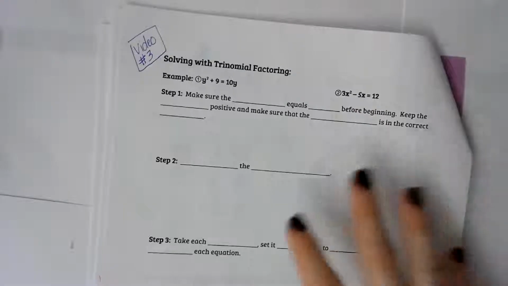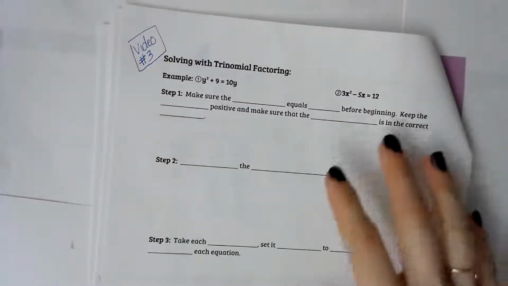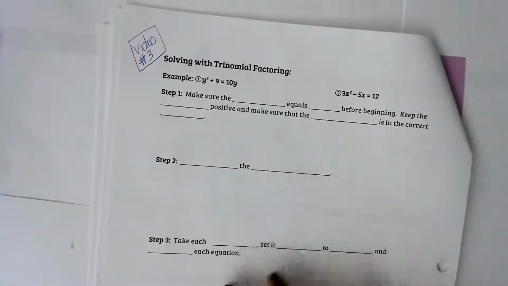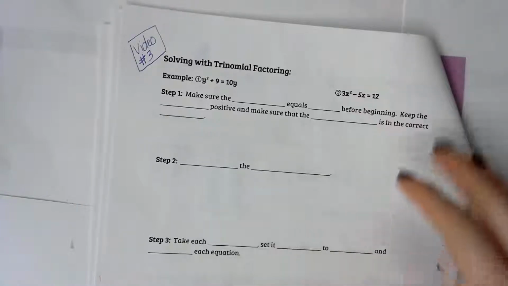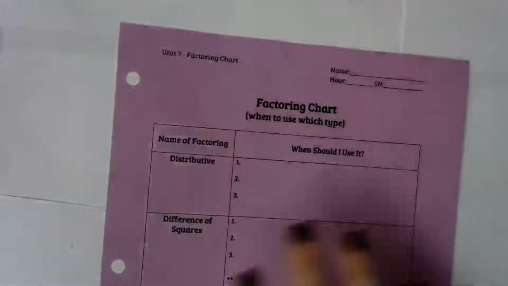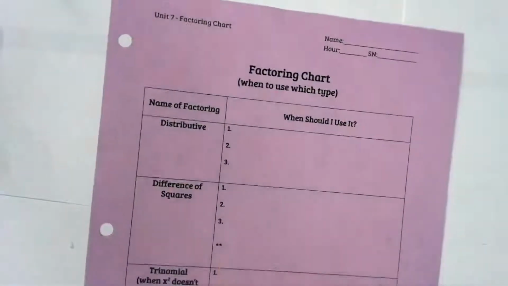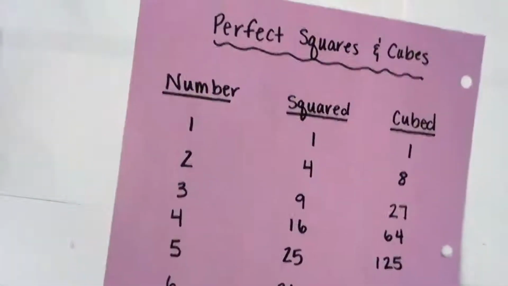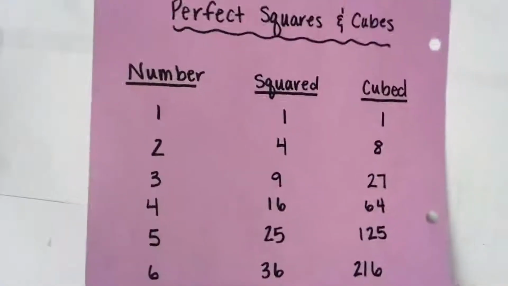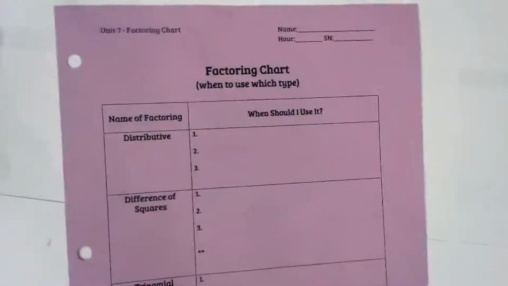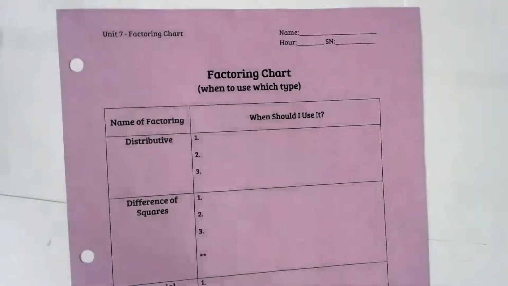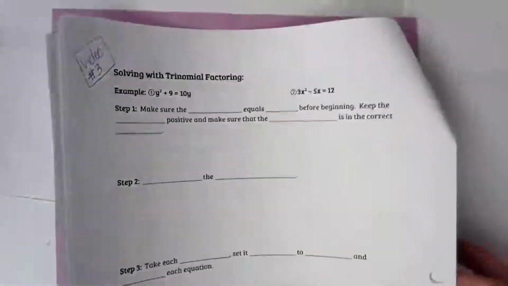Okay, so in this video, we are going to just get some more practice with the trinomial factoring and then solving by that. And then we're also going to fill out this factoring chart that you should have. Remember, this has got that perfect squares chart on the back that I said that I would get to you. So this is that sheet of paper. So make sure that you have that if you don't already.